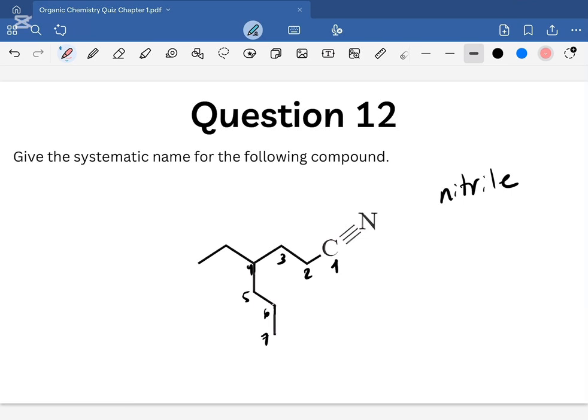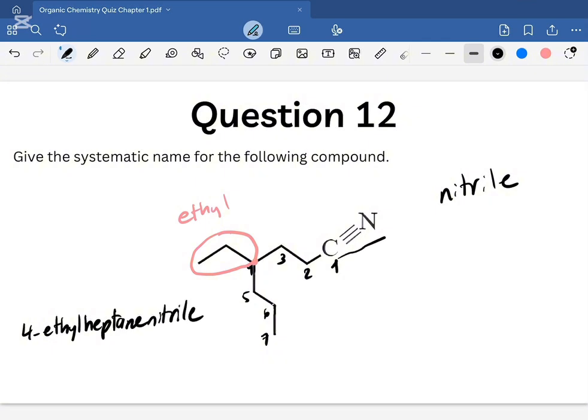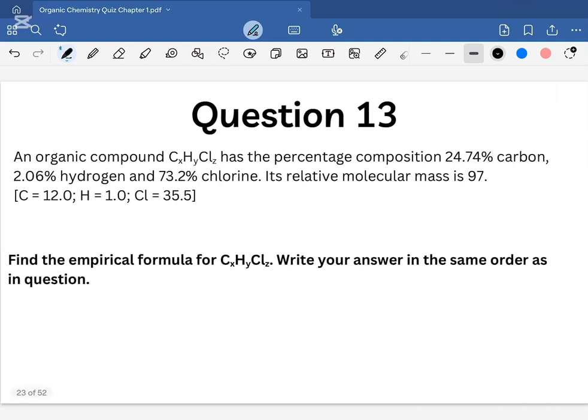So we have on carbon number 4, this, which is an ethyl group. So it's going to be 4-ethyl, and we have 7 carbons, so heptane, and this group is the nitrile group. So 4-ethyl heptane nitrile. This is the systematic name for the following compound.